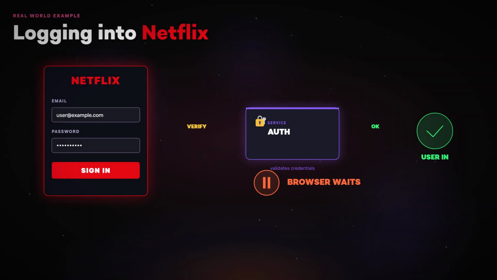A real world example you can consider is a login system. Imagine logging into Netflix. You enter your username and password. The application sends a request to the authentication service. Should Netflix immediately let you in without checking your credentials? Of course not. The system must verify the credentials first. The browser waits. The authentication service validates the credentials, then responds. Only then can the user continue. This is a perfect example of synchronous communication and it's exactly the right choice because the user needs an immediate answer.